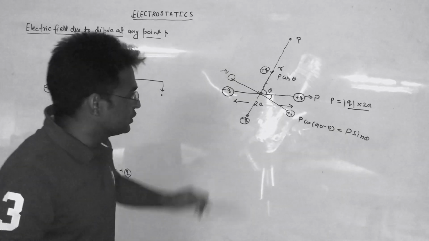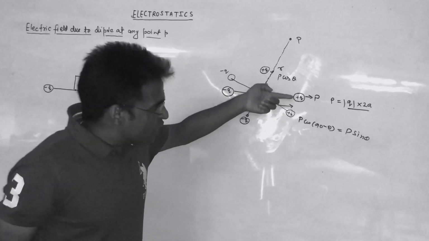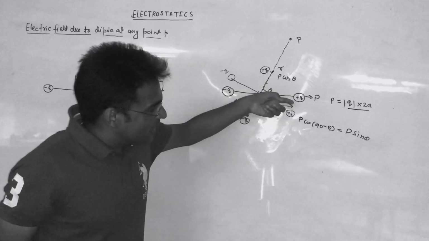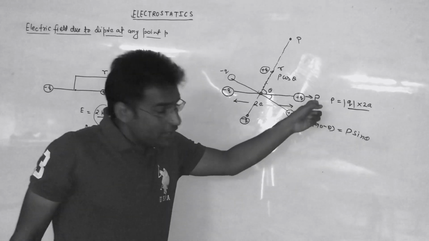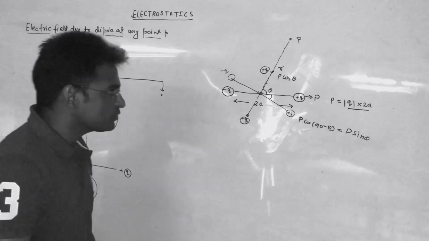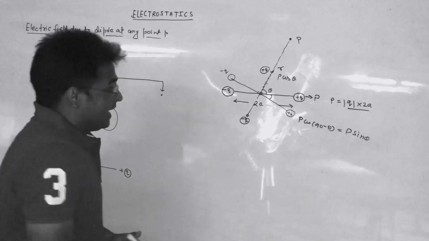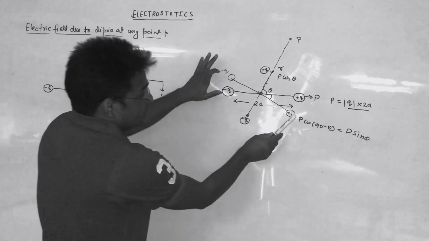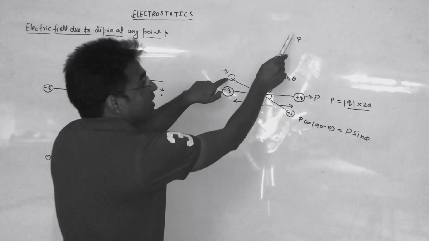Once again I repeat this. The dipole moment is p along this line. Now if I divide this p into two components, along this line it will be p sin theta, and the component of this p itself along this line will be p cos theta. So if you look at this diagram, this line is one dipole and this line is perpendicular to that.